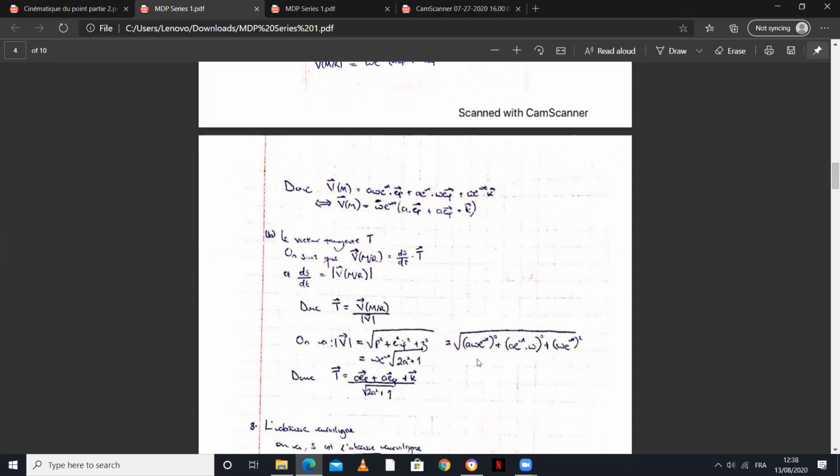And finally, we can simplify our expression for T, the vector tangent, which is vecteur vitesse over the module de V, which is that one there. As you can see already, we have omega exponential omega t in the numerator and omega exponential omega t in the denominator. So they'll simplify, and what's going to be left is this term in the brackets and this term this side here. So it's going to be vecteur tangent T égale à e rho plus a e phi plus k over square root of 2a squared plus 1.